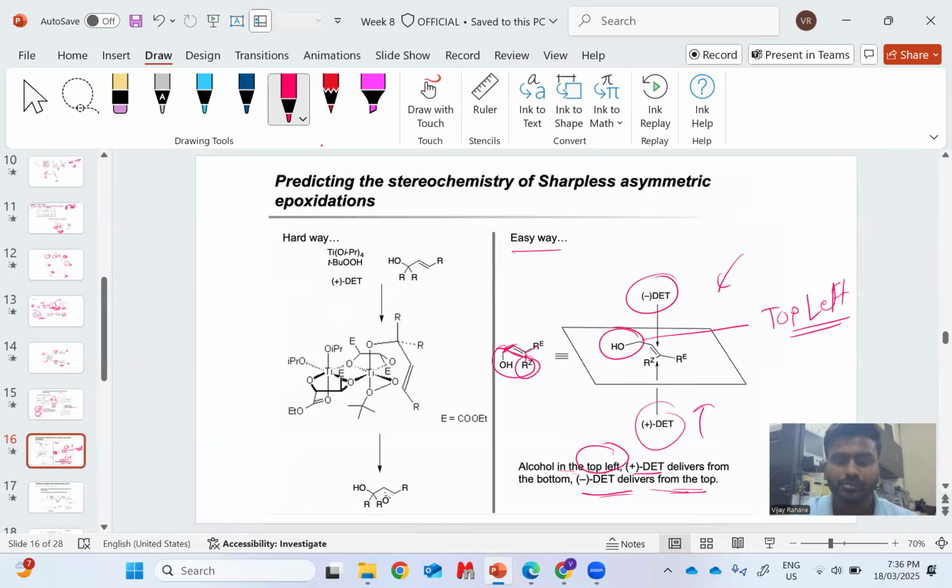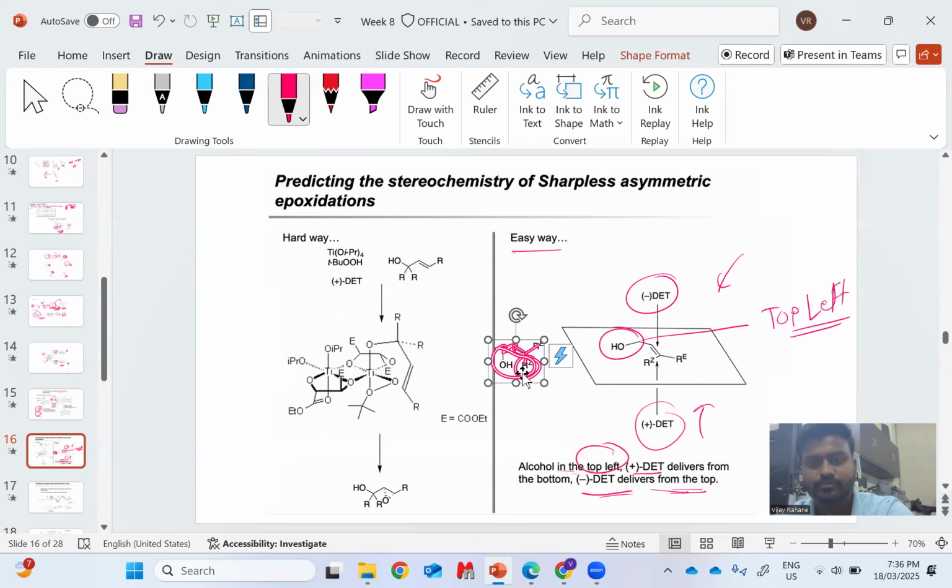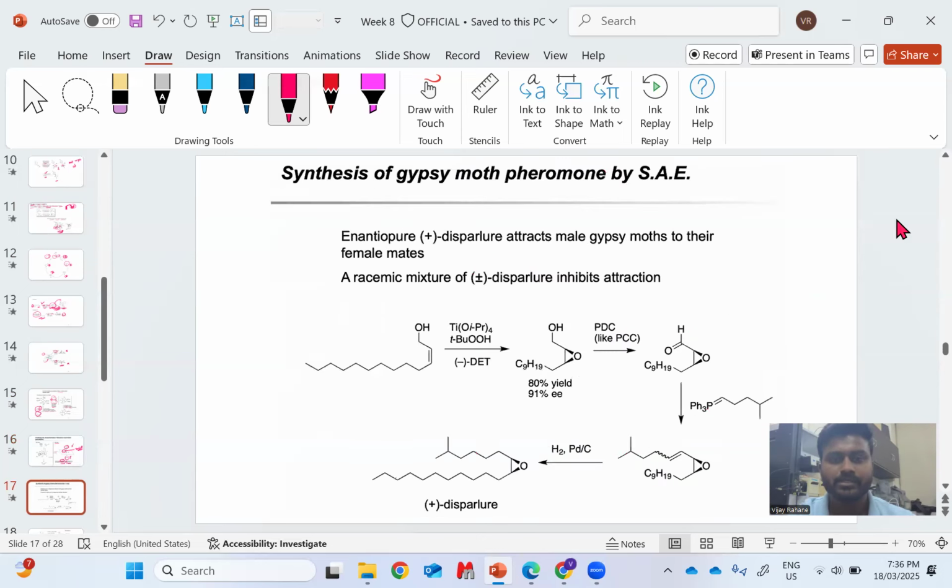So you have to remember that: write the alcohol on the top left, followed by writing the corresponding E and Z groups. Then you will get the correct answer. Further, using this diethyl tartrate, sorry, the Sharpless asymmetric epoxidation, we'll see some examples.